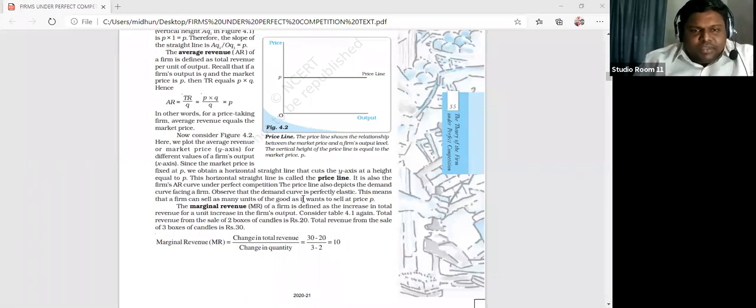Since the market price is fixed at P, we obtain a horizontal straight line that cuts the y-axis at a height equal to the price. It is also the firm's AR curve. So the price line is otherwise termed the AR curve, the average revenue curve.